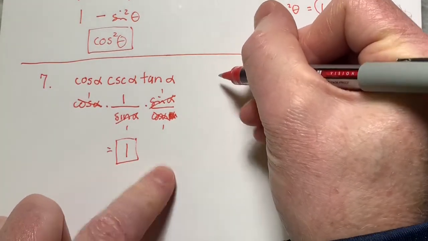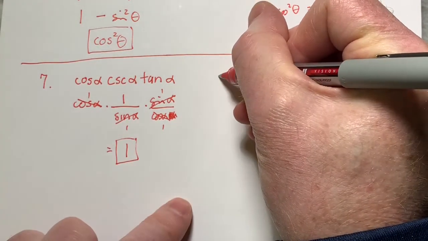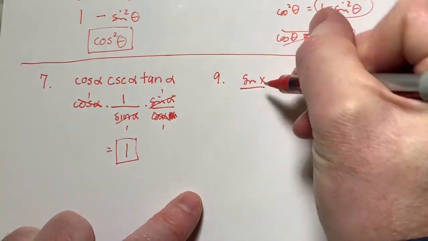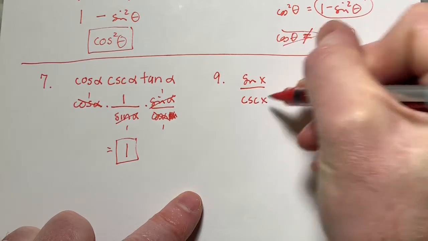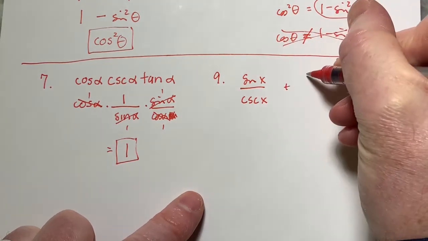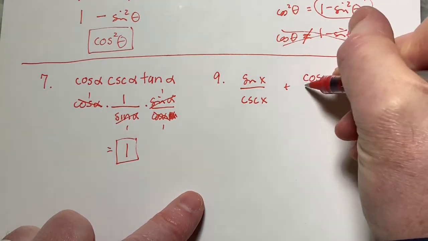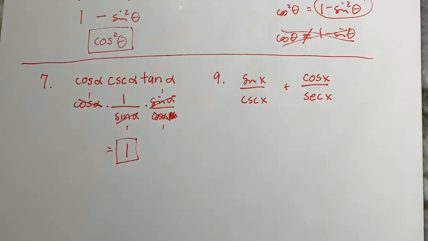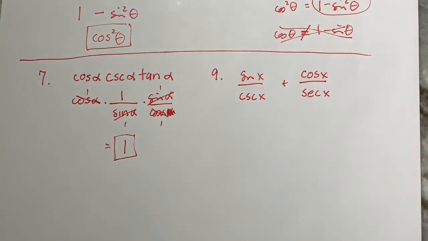All right, look at number 8. Sorry, we did number 8 yesterday. Look at number 9. Number 9 is the sine of x over the cosecant of x. And then over here, I have the cosine of x over the secant of x. Now on this one, I'm going to show you the long way to do it, and then I'm going to show you a shortcut. Okay, so the long way would be, well, this is not an identity that I recognize.